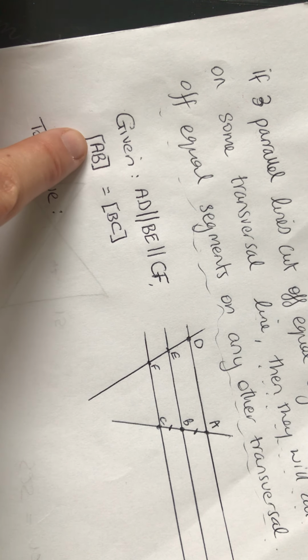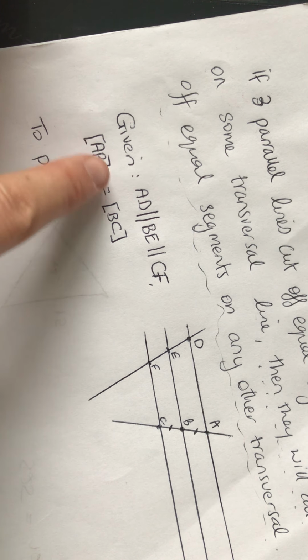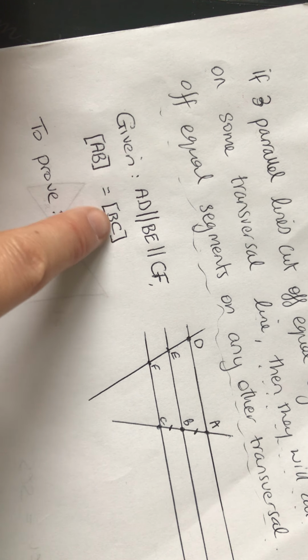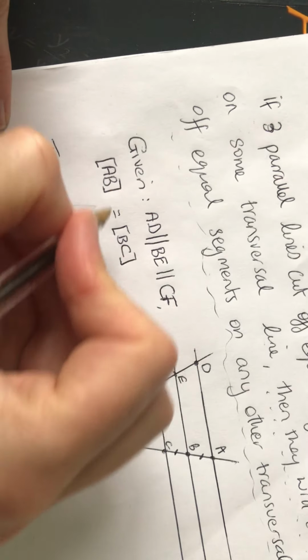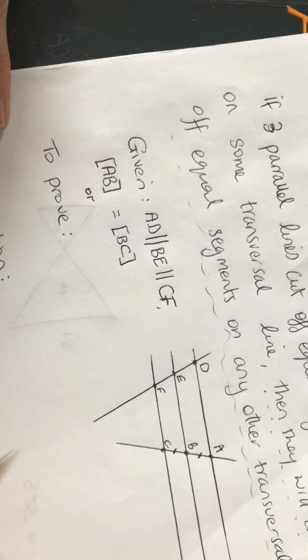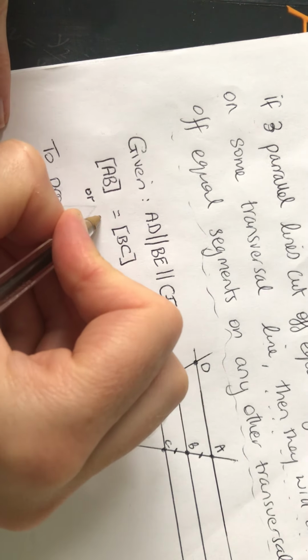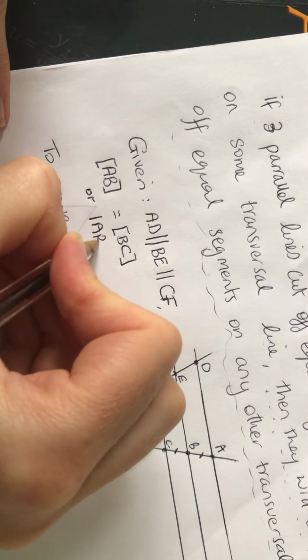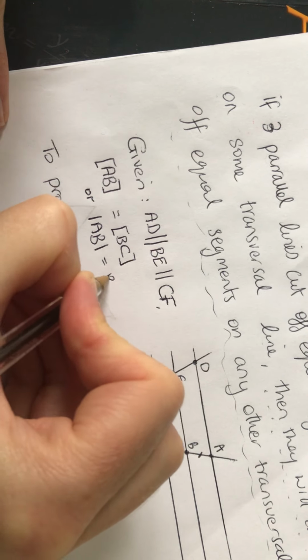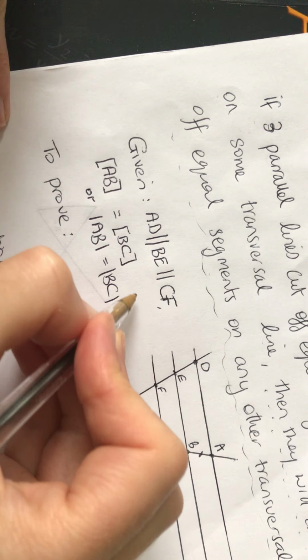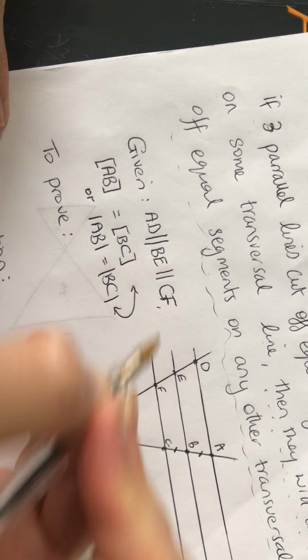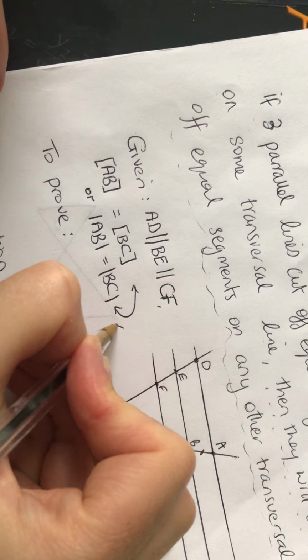And what are we trying to show? We're trying to show that the line segment from A to B is equal to the line segment from B to C. Or another way of saying that, just in case this is easier or more familiar, the length of AB is equal to the length of BC. Whichever one of those you'd prefer. Probably go with this one because it's more familiar.